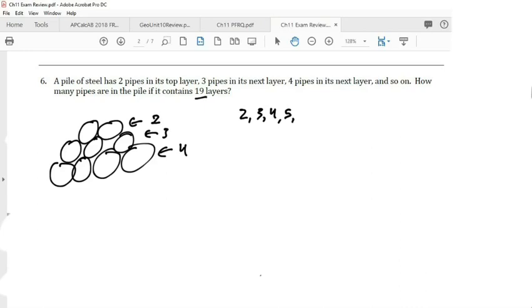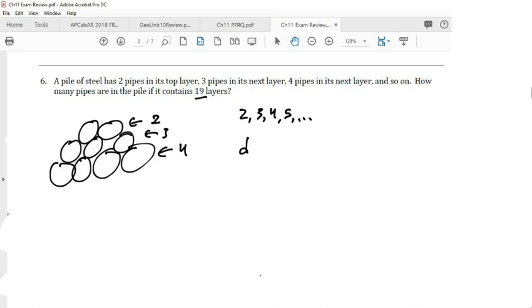Oh, 19 layers? Okay, I thought you said 16. So 19 layers. And so if I go 19 layers, that would be the 19th term in this sequence, right? No, it would be the 19th term in the sequence. Oh, you're saying that there would be 20 pipes? I think you're right. I think it is 20. Okay, but I'm just going to do some math, okay?